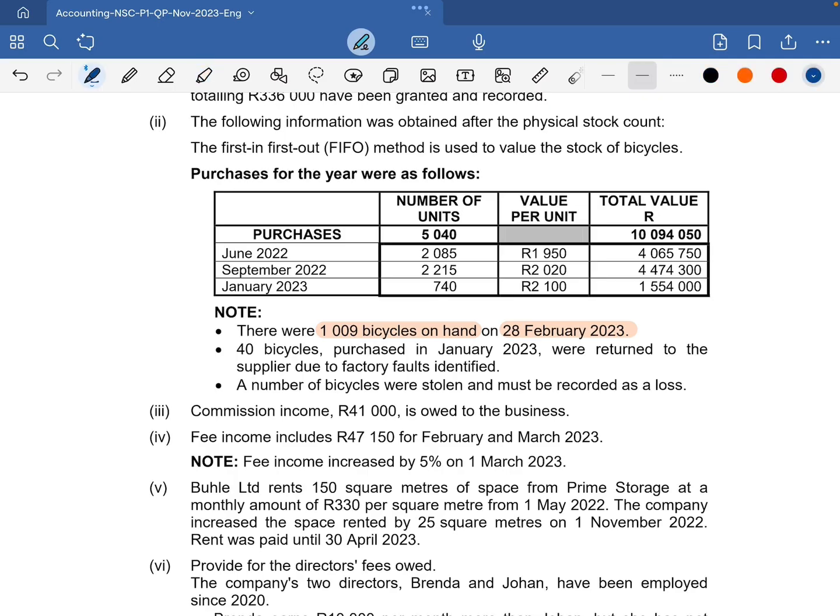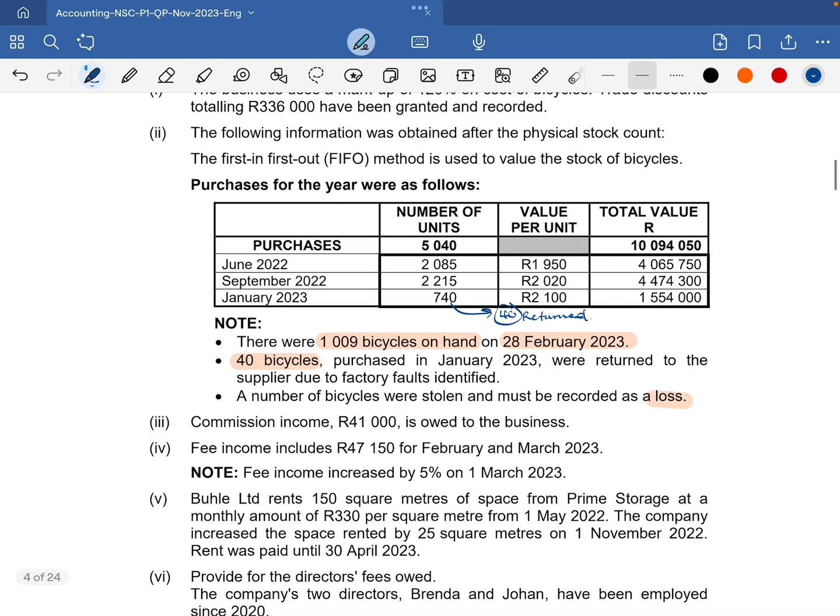And then 40 bicycles purchased in Jan 2023 were returned to the supplier. So 40 bicycles that were bought here were returned, which means we're supposed to decrease our number of units there by 40. And then the last one says a number of bicycles were stolen. It must be recorded as a loss. Okay, so we know here we have a loss, which alludes to our trading stock deficit.